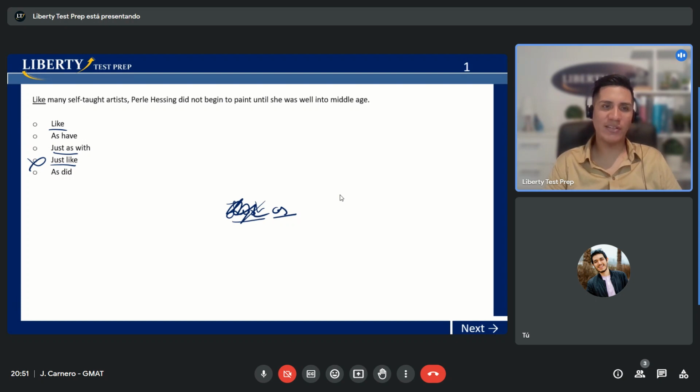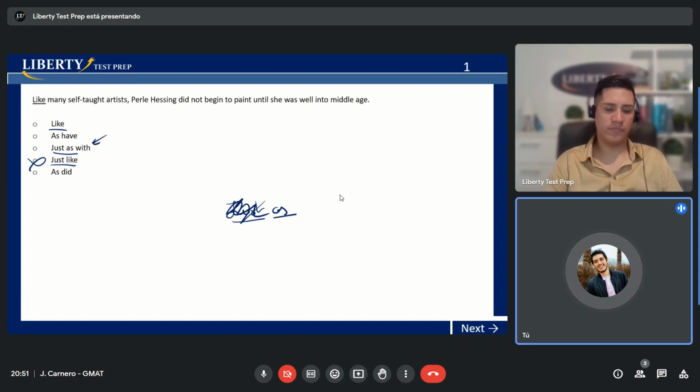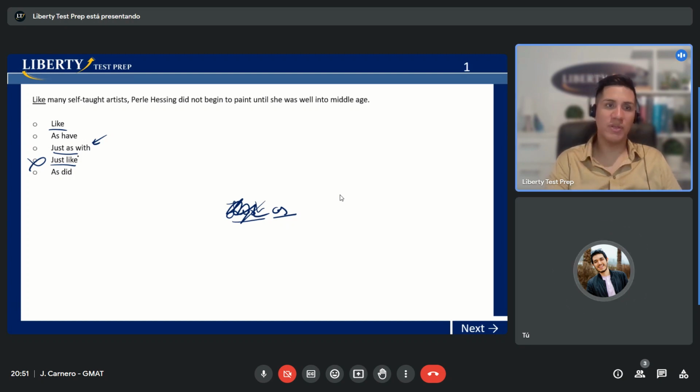What would be wrong with that as in C? It's not modifying the clause. It doesn't have a clause, right? Yes, it should be as with a clause, and then comparing clauses, that's the why. Yes. Nice. What about the other two?